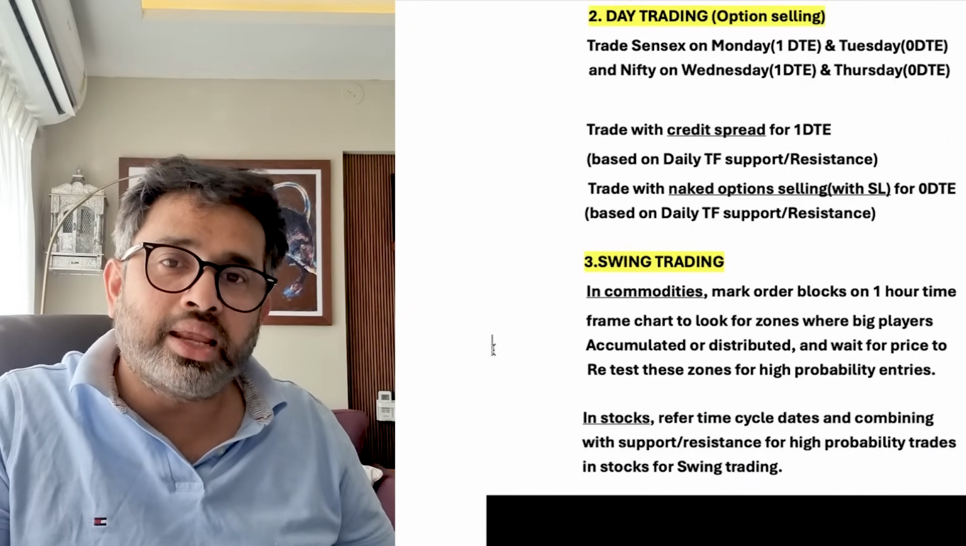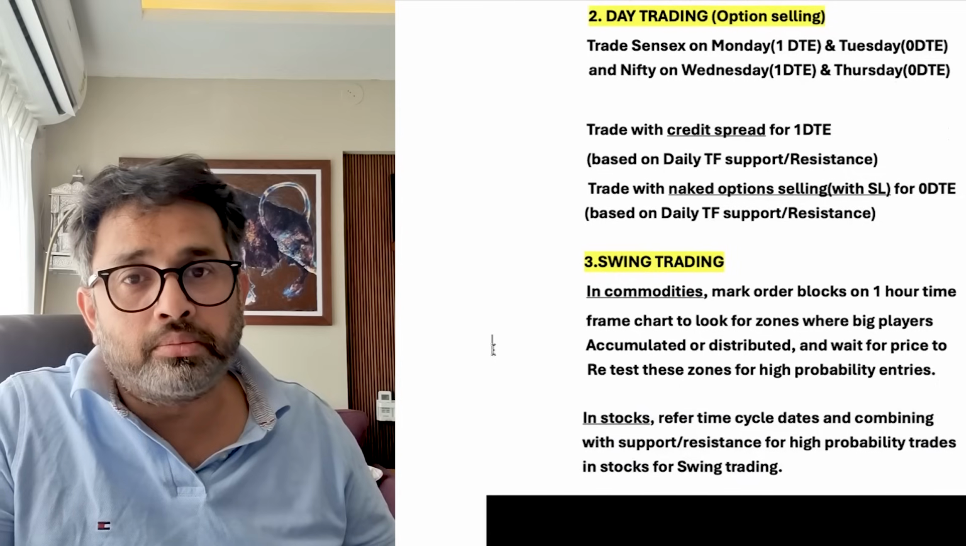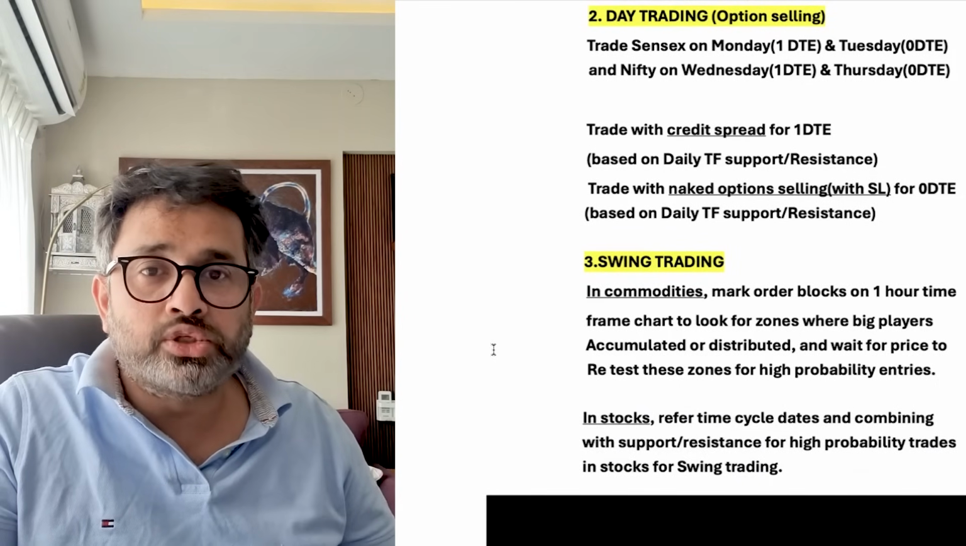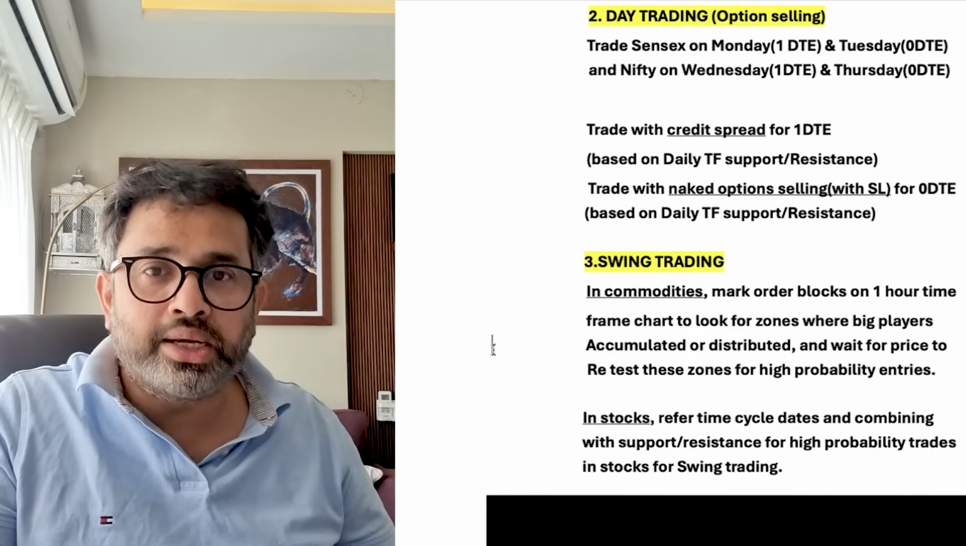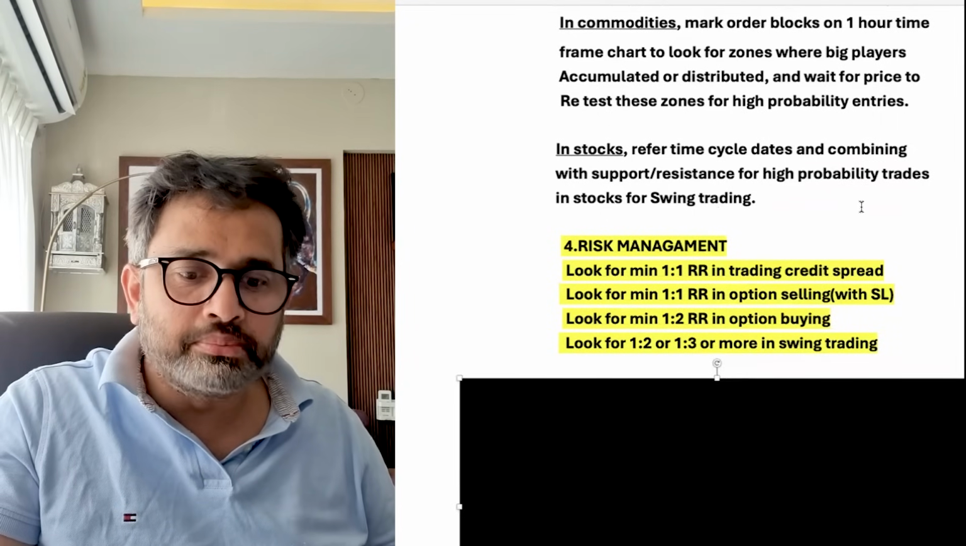Time cycle can give you that edge because you know that historically what happened with that stock. But along with time cycle, you should also follow price action like support and resistance, and time cycle you can keep it as a reference. And finally we are coming to the last one, that is risk management.